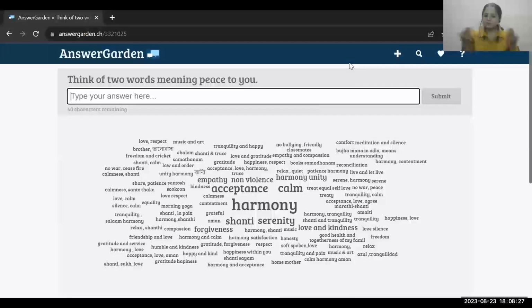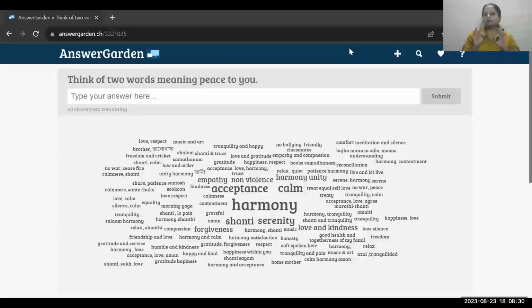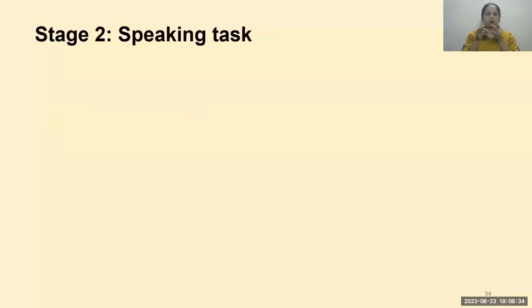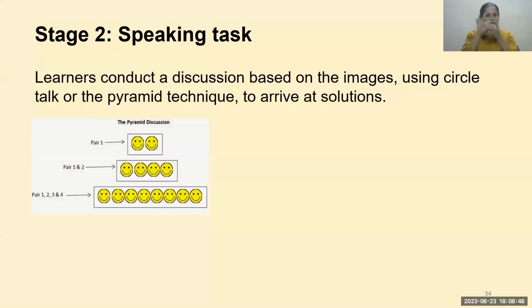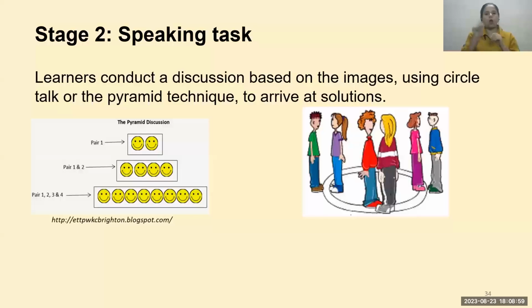Okay, now I'm going back to our PowerPoint because we have some more things to do. So here is the actual speaking task. So now learners have the images, they have the vocabulary. Using this, they conduct a discussion based on the images using circle talk or the pyramid technique. So the pyramid discussion is when pairs keep joining up, more and more pairs keep joining up, and then they arrive at solutions. This is circle talk.